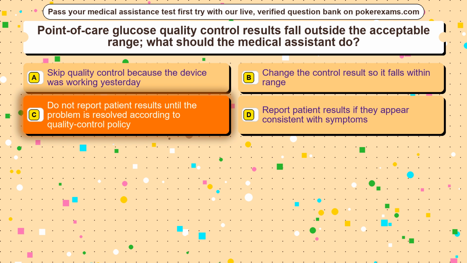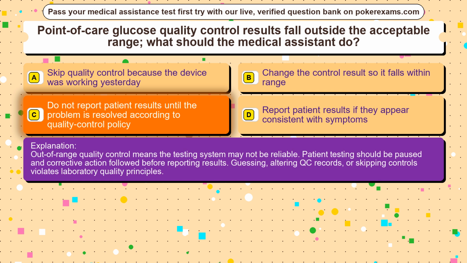The correct answer is option C, do not report patient results until the problem is resolved according to quality control policy. Out-of-range quality control means the testing system may not be reliable. Patient testing should be paused and corrective action followed before reporting results. Guessing, altering QC records, or skipping controls violates laboratory quality principles.